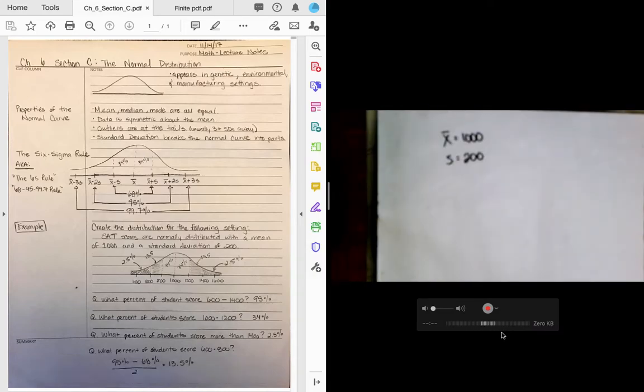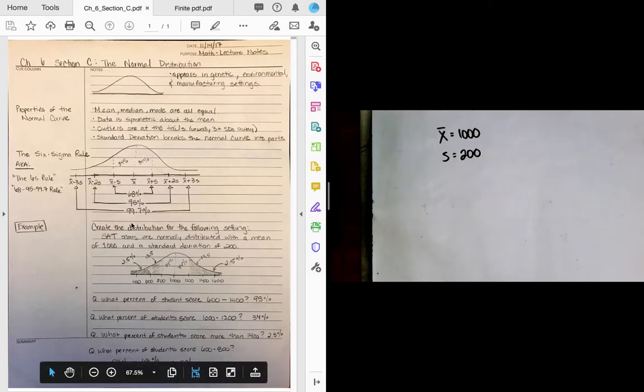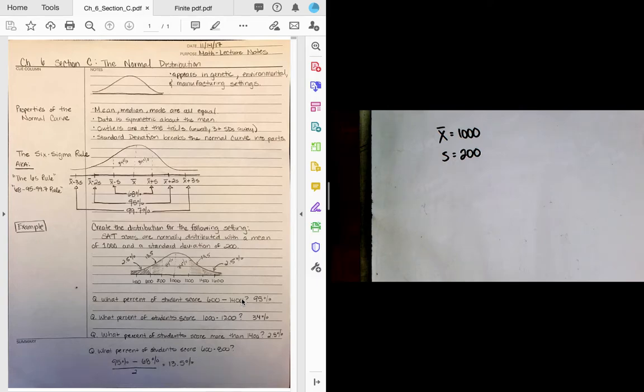So this is what we know about the distribution in the beginning. And again, these are the only two things that we need to know about the distribution in order to draw it. The first thing it says is we want to create the distribution for the following setting. So it's not something that you're asked to do in MyMathLab only because they're just multiple choice questions, but it's something that you should definitely be familiar with. If I give you the mean and the standard deviation, be sure that you're comfortable in drawing the normal curve.